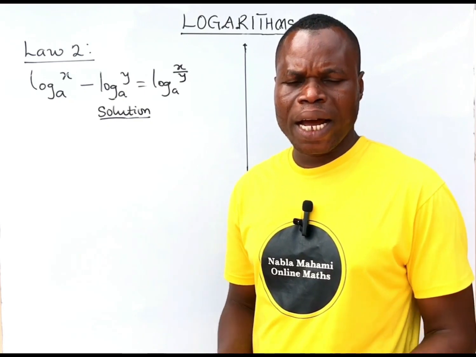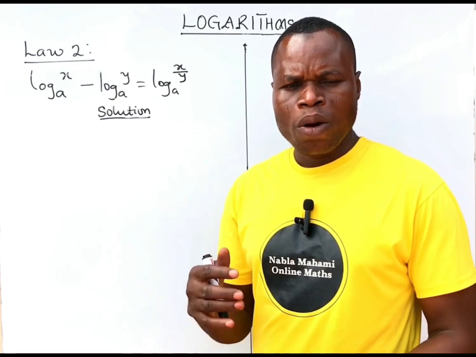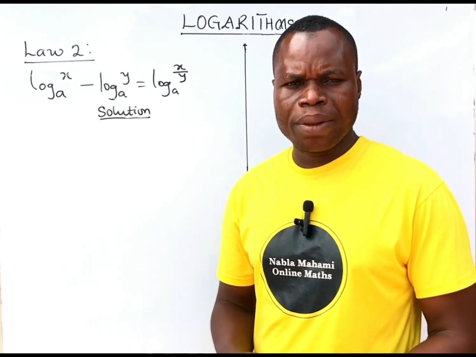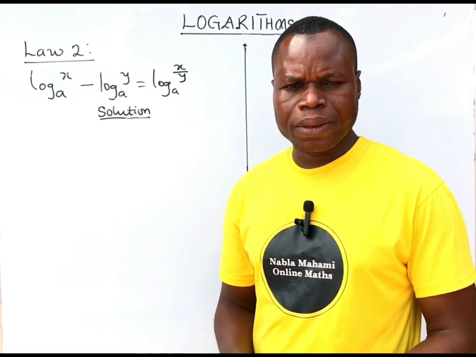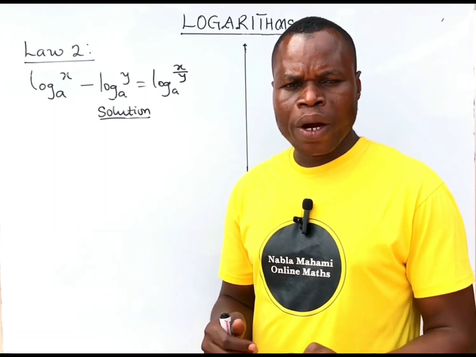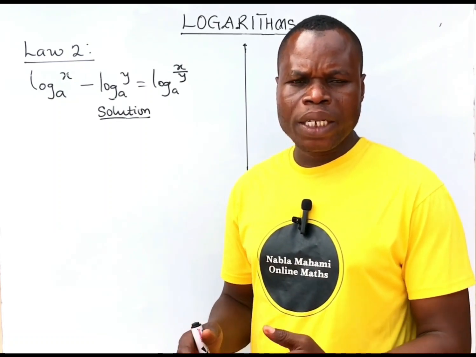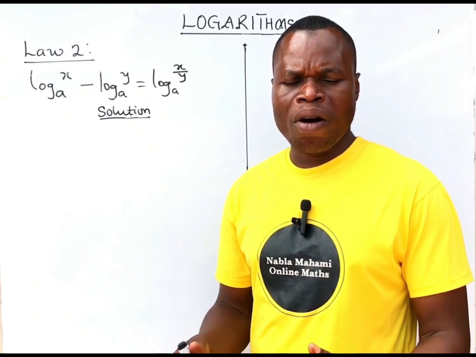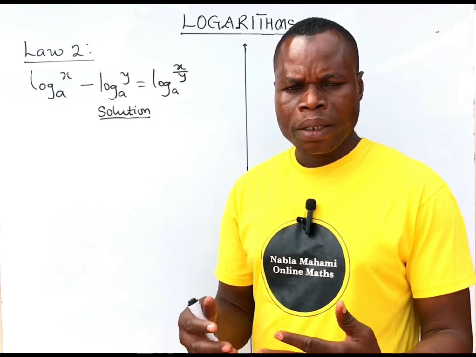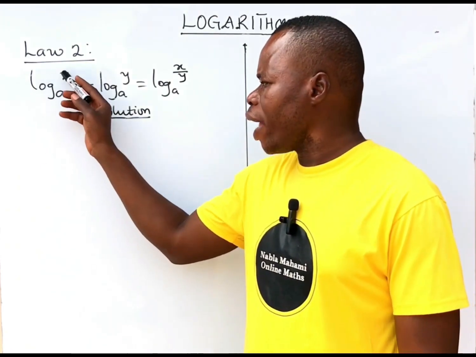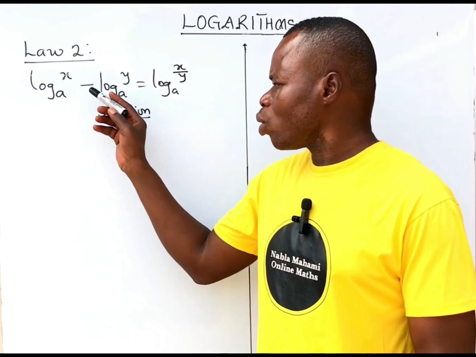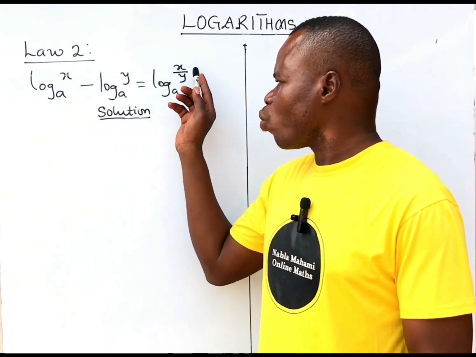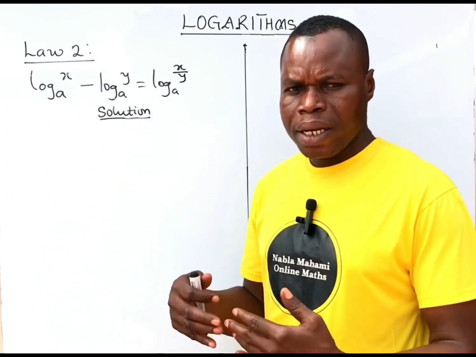Nabila Maths class. In this video, we are going to learn how to prove the second law of logarithms. And this law says that the difference of the logarithm of x and the logarithm of y is the logarithm of the division of x and y. That is, if I have log x base a minus log y base a, then my result will be log x over y base a.